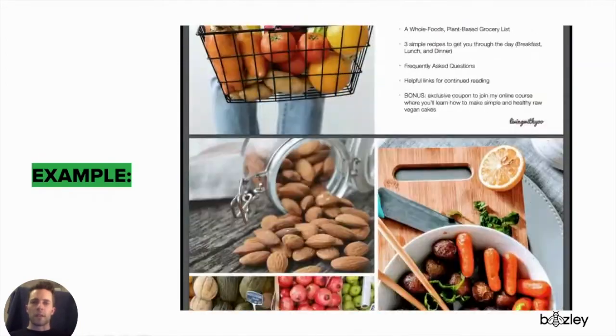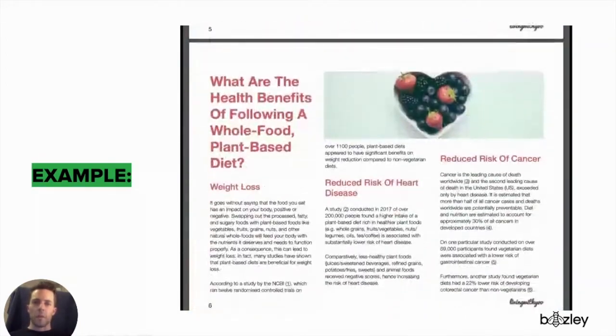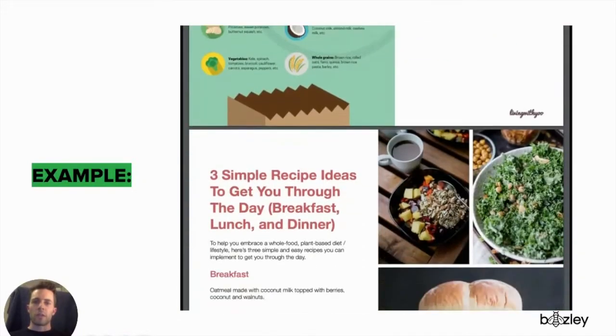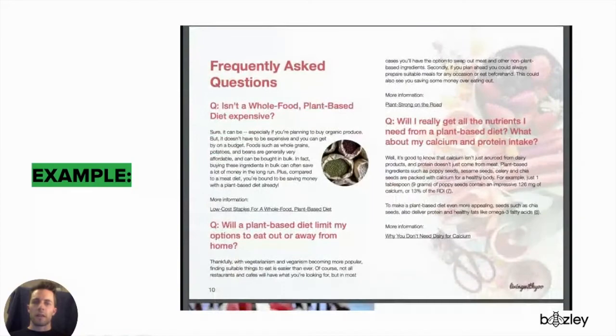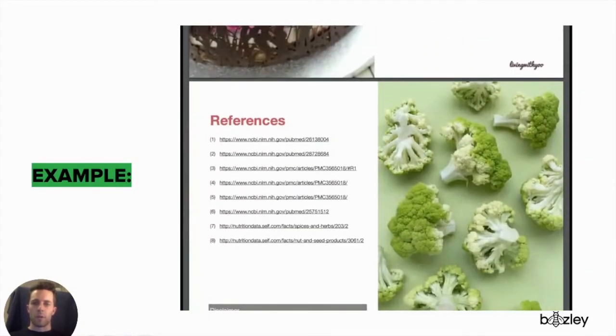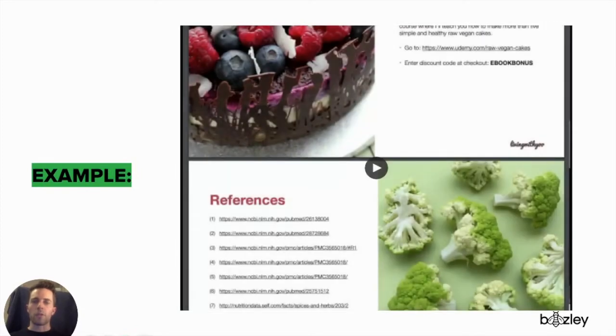So as you can see, there's several sections, about 11 pages long. There's lots of lifestyle-related images. There's infographic content. There's frequently asked questions and bonus material as well. Now, if you're interested in seeing what this ebook looks like in more detail, let me know and I'd be happy to share the link with you.